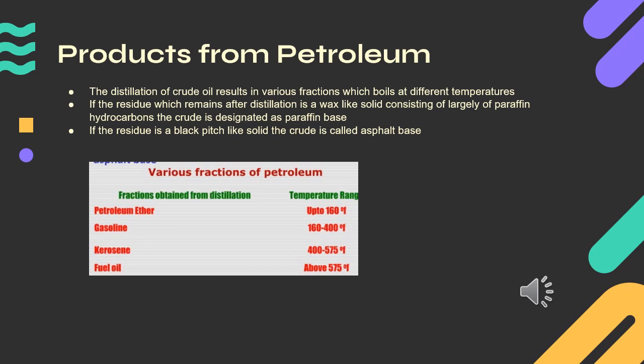Products from petroleum. The distillation of crude oil results in various fractions which boil at different temperatures. If the residue which remains after distillation is a wax-like solid consisting largely of paraffin hydrocarbons, the crude is designated as paraffin base. If the residue is a black, pitch-like solid, the crude is called asphalt base.